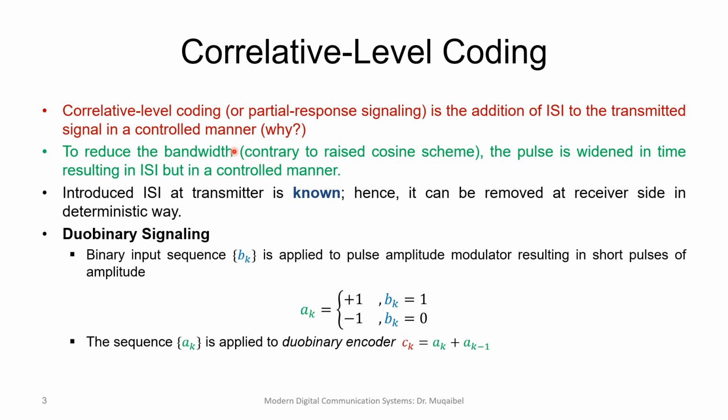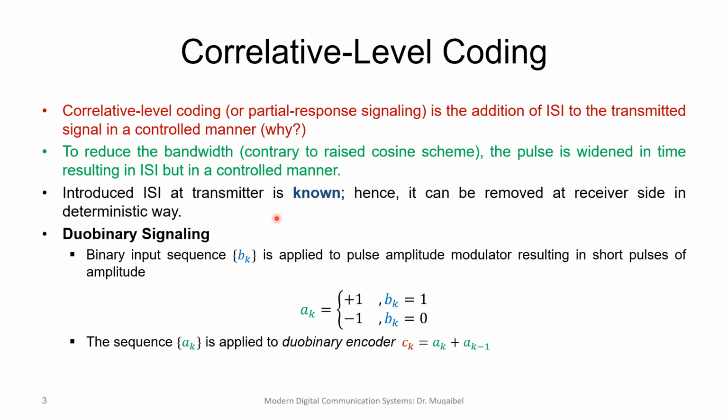Because in raised cosine, we solve the problem of ISI by increasing the bandwidth. Here the pulse is widened in time, resulting in ISI, but in a controlled manner. So the keyword here is the controlled manner. Introducing ISI at the transmitter, we have a known, controlled ISI. Hence, it can be removed at the receiver side in a deterministic way.